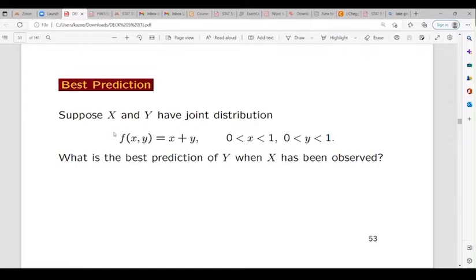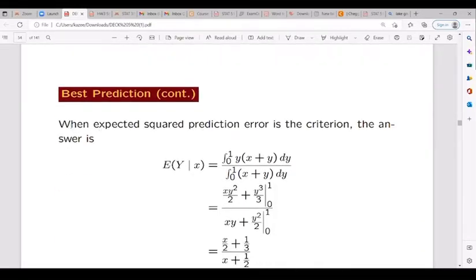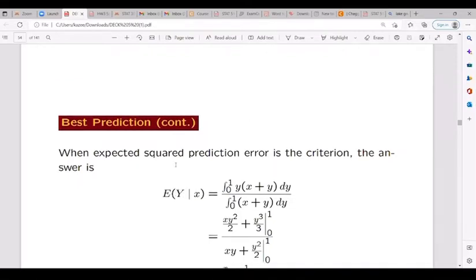Now take a look at this. Suppose x and y have joint distribution f of x y, where x lies between 0 and 1. What is the best prediction of y when x has been observed? To answer this question, that depends on the criteria. If you're using mean square error, then you're going to find the mean. If you're using the absolute error, you're going to find the median. That was why I said when the expected square prediction error is the criterion, I'm basically going to find the expectation of y given x, which is the conditional mean.